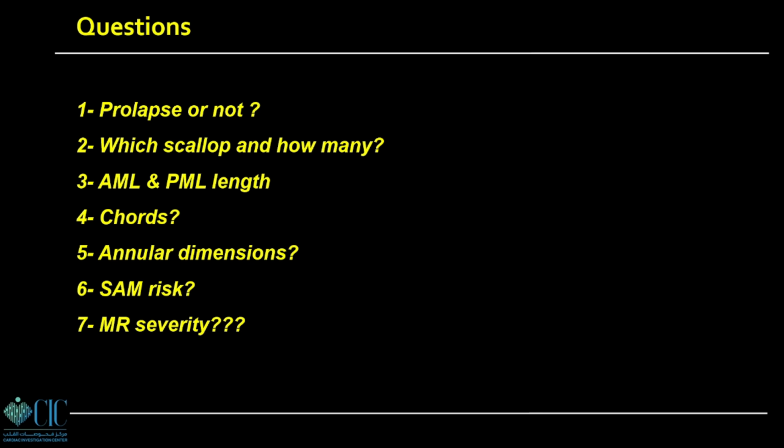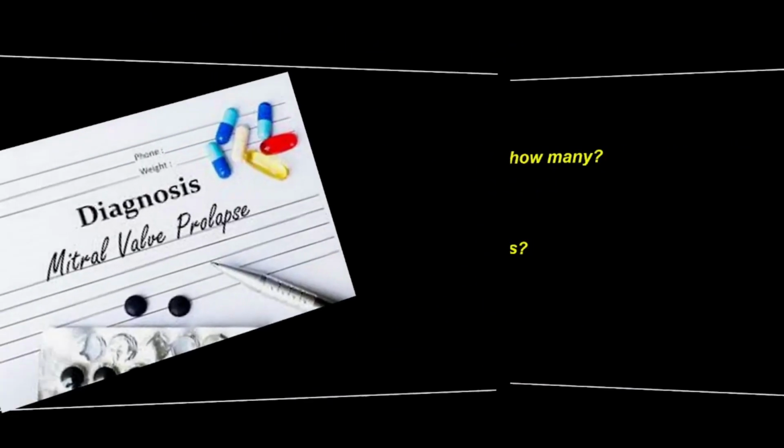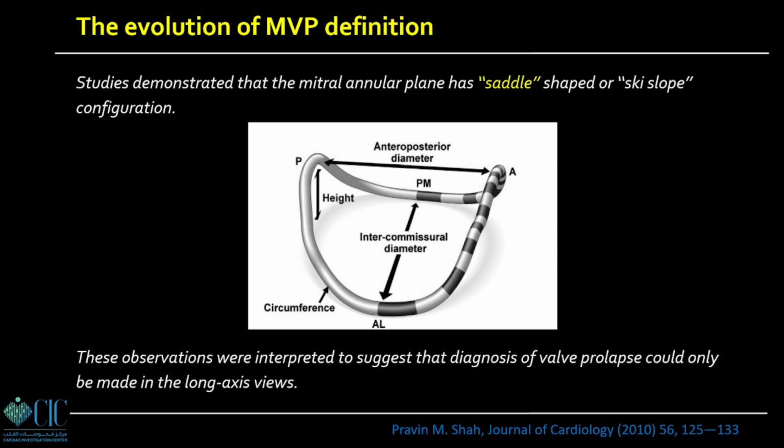And for repair feasibility, we need to identify the leaflet length, the affected scallop length, and the condition of the cords. Are they ruptured? Are they just elongated cords, or are they intact? And the annular dimensions, is there any risk of SAM, and the mitral regurgitation severity? The diagnosis of mitral valve prolapse.